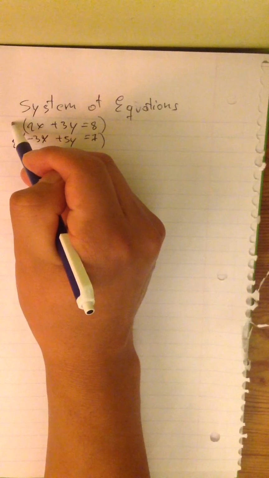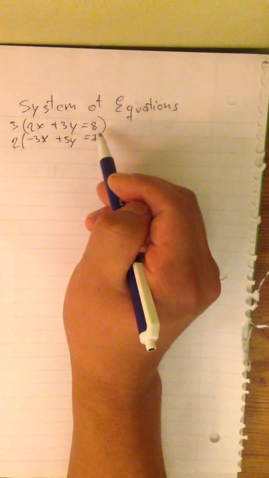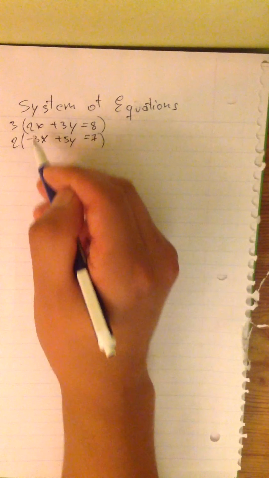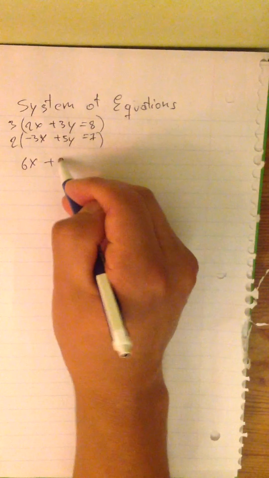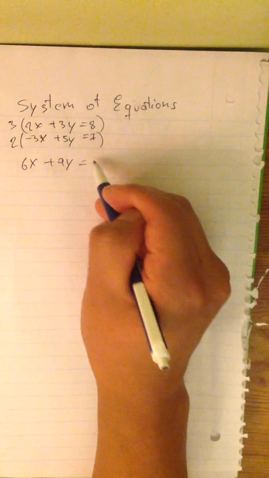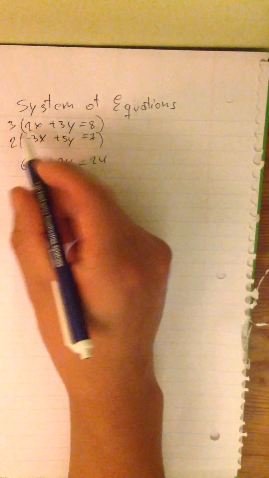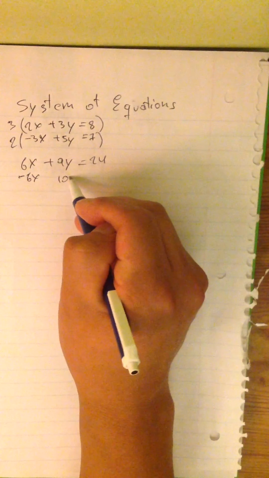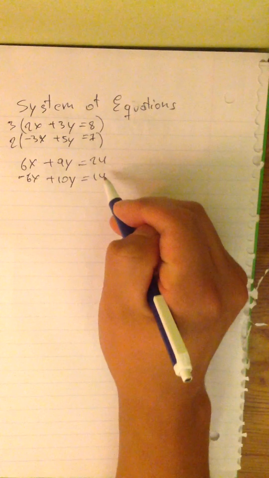Now remember, if you multiply this 3 by the first term, you have to multiply by all the terms in the equation, not just by the first term. So 3 times 2 is 6x, 3 times 3 is 9y, and 3 times 8 is equals 24. Same thing on the bottom, you have to multiply by all the terms. 2 times 3 is minus 6x, 2 times 5 is 10y, and 2 times 7 is 14.